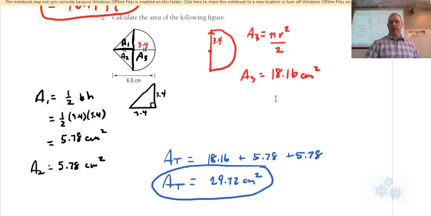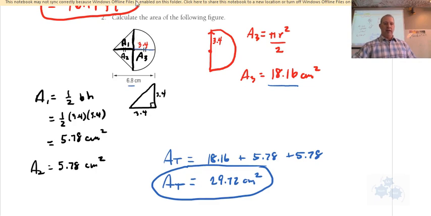All right, so here's the work for number 2. Again, we said that there's 2 triangles that are identical and 1/2 of a circle. So the half of a circle is easy. The radius here would be half of the 6.8. And so that's pi r squared over 2, where the r is 3.4, and that area is this right here, 18.16 centimeters squared.